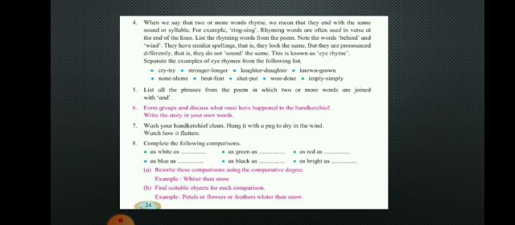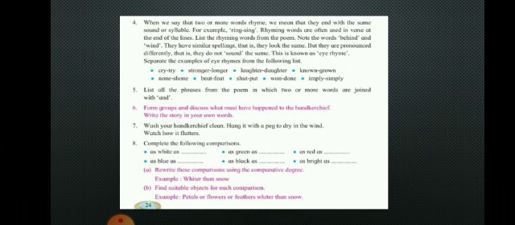Okay, now question number 7 is just an activity. Wash your handkerchief clean. Children, do you wash your handkerchief daily? You should wash it. Okay children, don't give it to your mama. You should wash it daily. Wash your handkerchief clean. Hang it up with a peg to dry in the wind. Watch how it flutters. Try it. Okay children, now you are at home, you can try this.